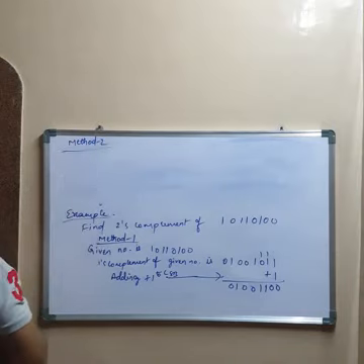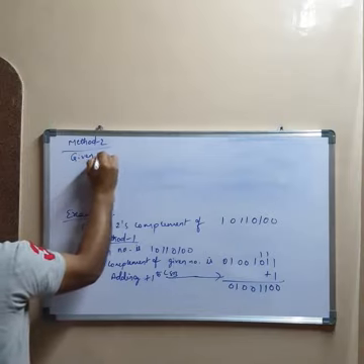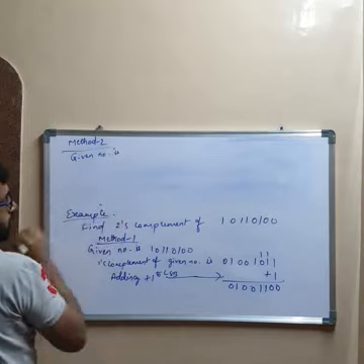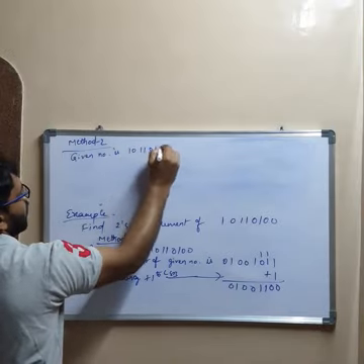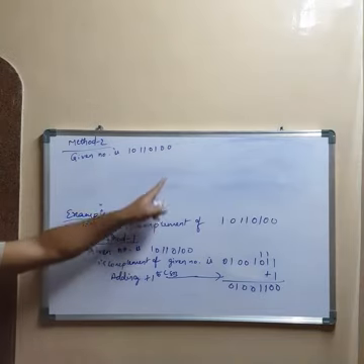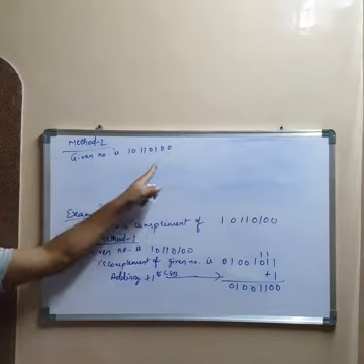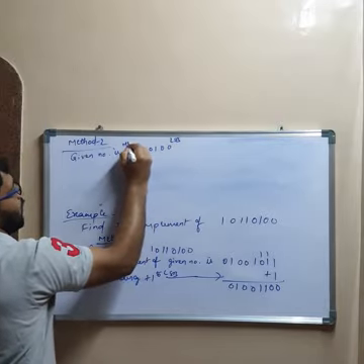Method 2. The given number is 1011 0100. So we have to start from the LSB and copy the digits from the LSB as it is. So this is LSB, this is MSB.